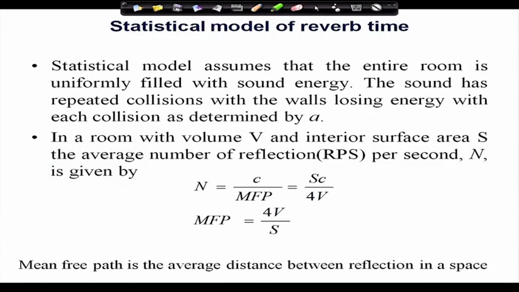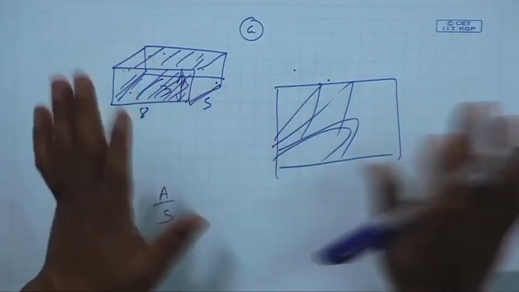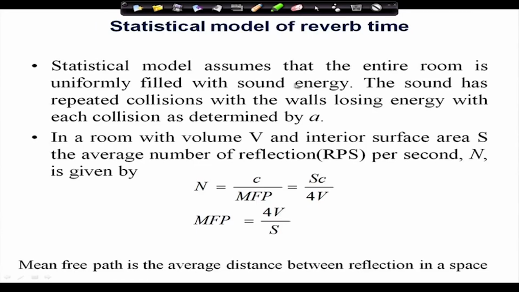Now, I come to how the sound field grows. Suppose I have a room, and multiple reflections come. There are a lot of reflections, and I say the number of reflections is statistically significant, such that at any point in the room the average number of reflections is the same. So, the statistical model assumes that the entire room is uniformly filled with sound energy.